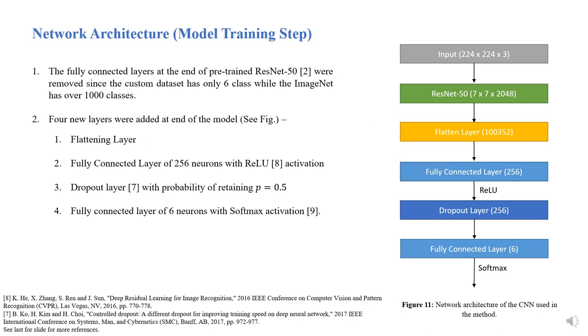The fully connected layers at the end of the pre-trained ResNet 50 were removed since the dataset has only 6 classes, while the ImageNet has over 1000 classes. 4 new layers were added at the end of the model. Flattening layer, fully connected layer of 256 neurons with ReLU activation function, followed by a dropout layer with probability of retaining set to 0.5, followed by a fully connected layer of 6 neurons with softmax activation function. Figure 11 shows the newly added layers in detail.